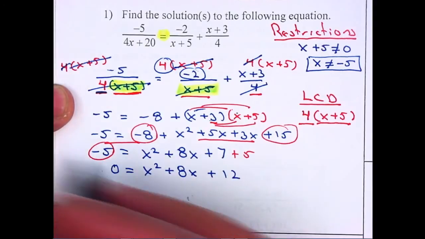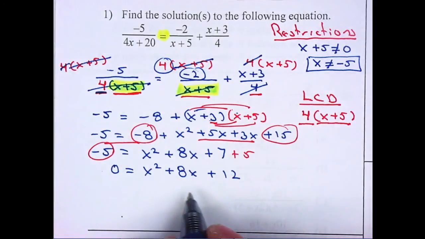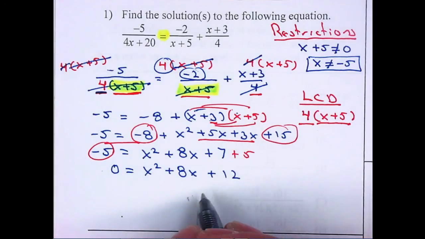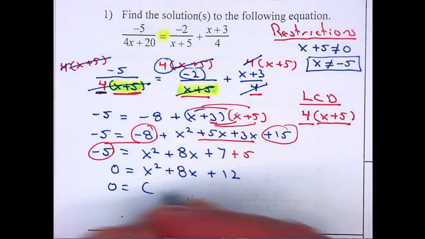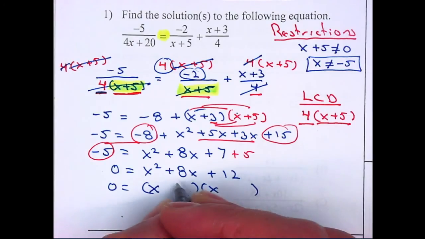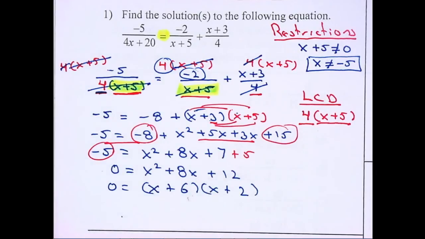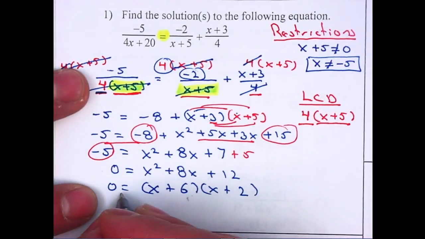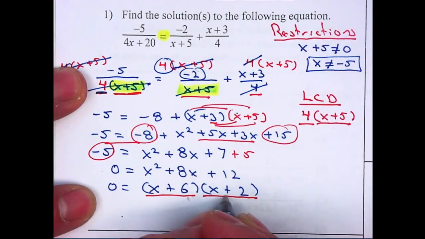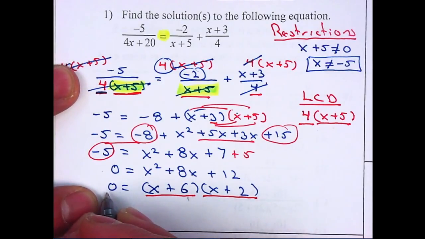plus 12. Now you want to factor this. If you can't factor, you can complete the square because there's no coefficient and there's an even number here, or you can use the quadratic formula. But let's see if we can factor this first. Double parentheses, factors of x squared will be x and x, factors of 12. I need to end up with an 8, so I'm going to use 6 and 2, and both will be positive. Now, because it's equal to 0 and they're multiplying, I know that one or both have to be equal to 0, because whenever they multiply, it is going to give you 0.